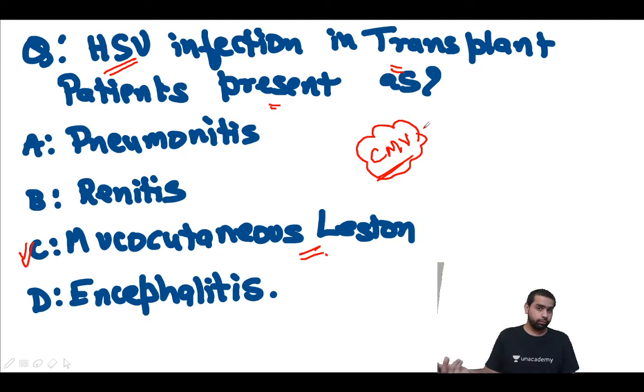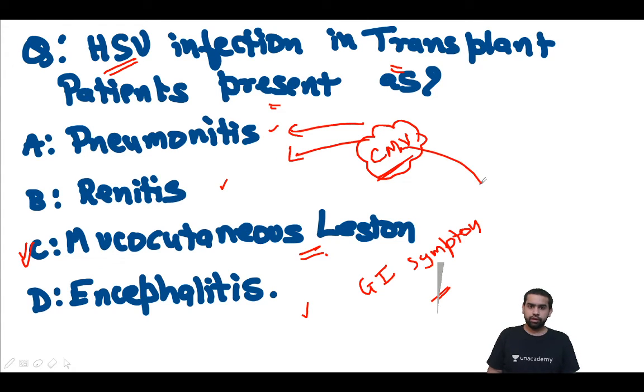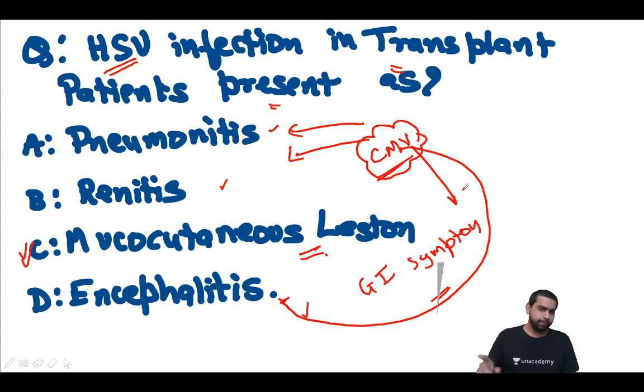Cytomegalovirus is the most common virus affecting transplant patients. How do these patients present? These patients present with pneumonitis, retinitis, encephalitis, and gastrointestinal symptoms. So CMV presents with retinitis, pneumonitis, encephalitis and GI symptoms. Cytomegalovirus is the one which presents with this. Please understand, this particular point can be asked.